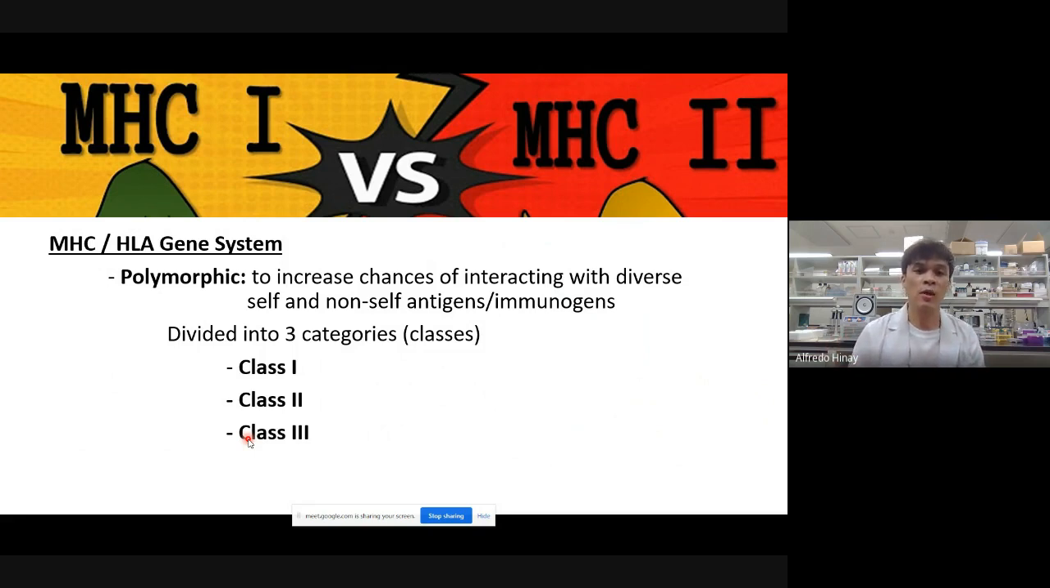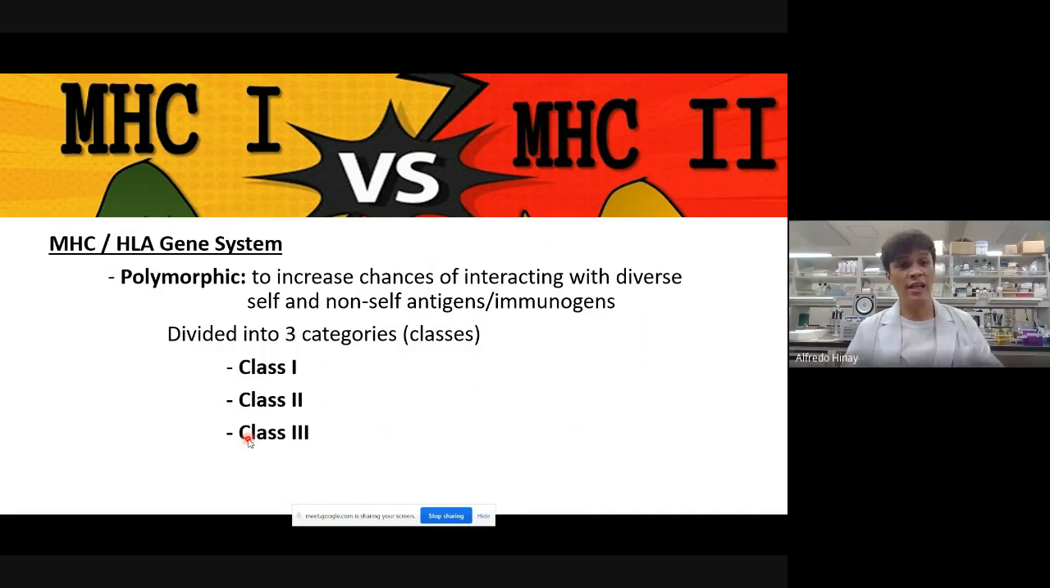Okay, so among all the systems in our body, this is the most polymorphic, to increase the chances of interacting with diverse self and non-self antigens or immunogens. The main reason why they are called polymorphic will be explained on the previous slide because I have a separate slide with that one. So you can understand why they are called polymorphic.